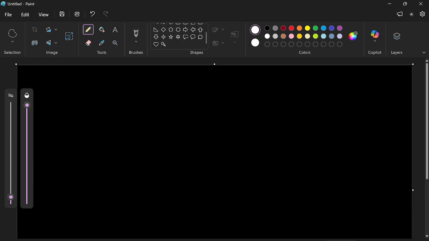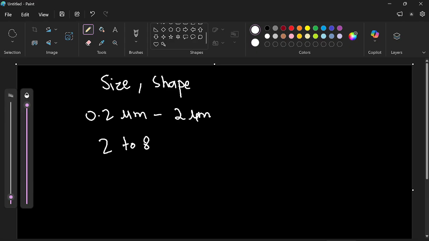Hi everyone. So today we're going to be learning about the size, shape and arrangement of bacterial cells. Shape of bacterial cells. Okay. So most bacteria range from 0.2 micrometer to 2.0 micrometer in diameter and from 2 to 8 micrometer in length.